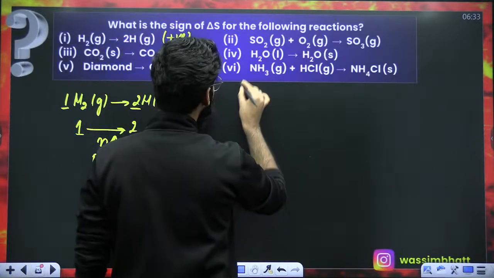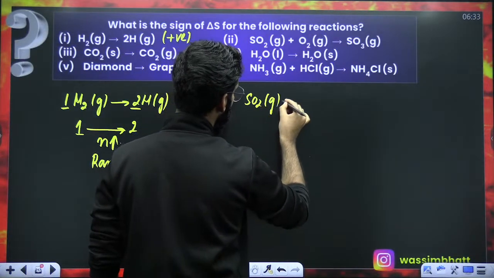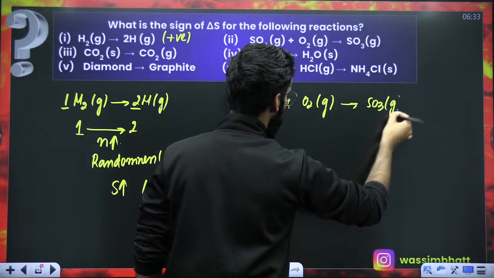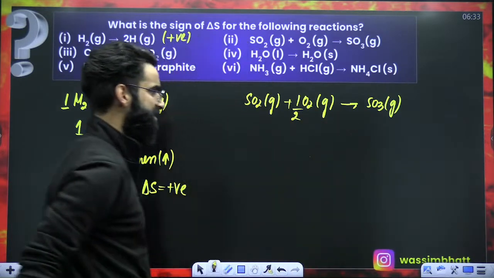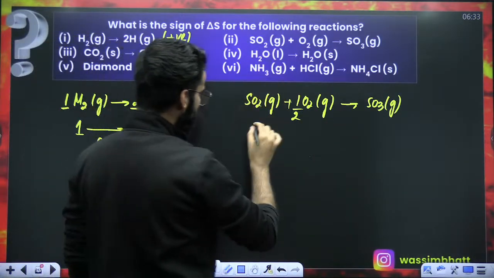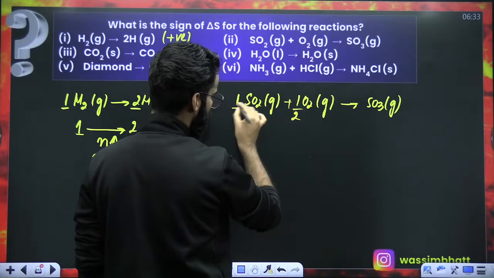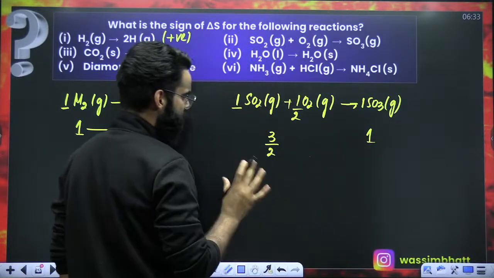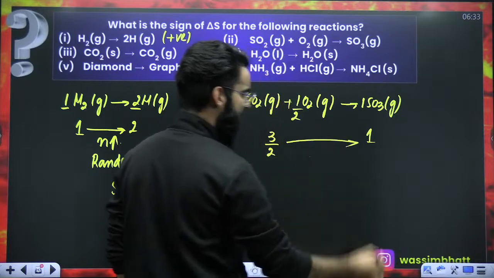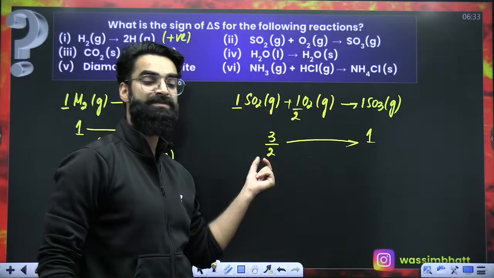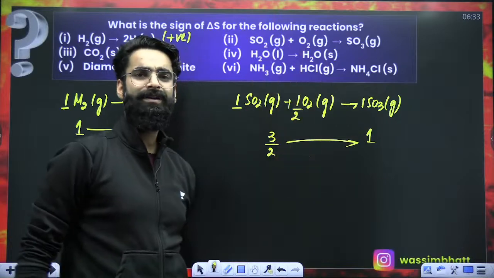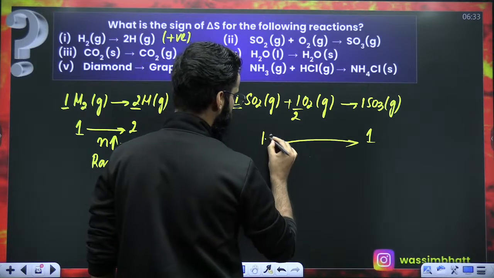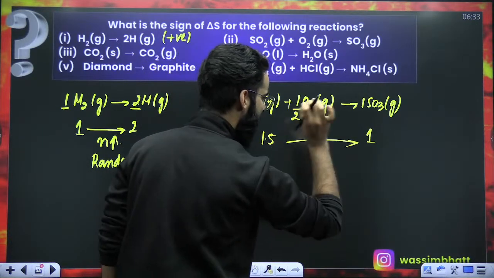Talk about the second one. The second one is SO2 gas plus O2 gas. What is it giving me? It's giving me SO3 gas. First of all, write it in the balanced format. Now it's a balanced chemical equation, right? Now guys, have a look. This is 1 over here, this is 1 by 2. So 1 plus 1 by 2 makes it 3 by 2. And on the product side, this is 1. So I'll say 3 by 2 moles are giving us 1 mole. You have got 3 by 2 gaseous moles on reactant side. You have got 1 mole of gaseous products basically. So 3 by 2 is basically 1.5, correct? So 1.5 moles on the reactant side, 1 mole on the product side.